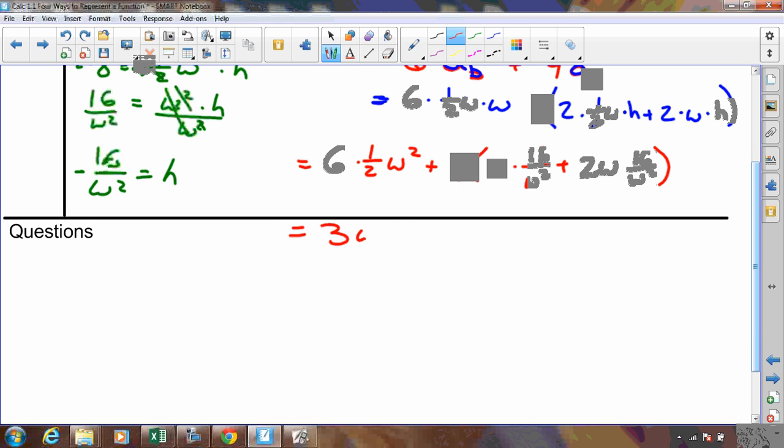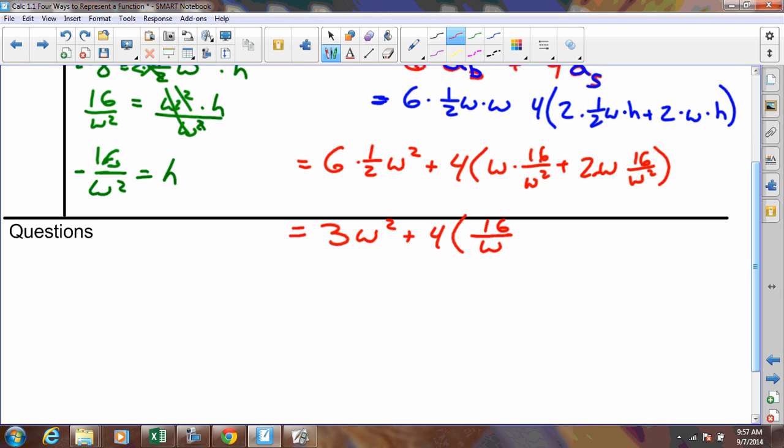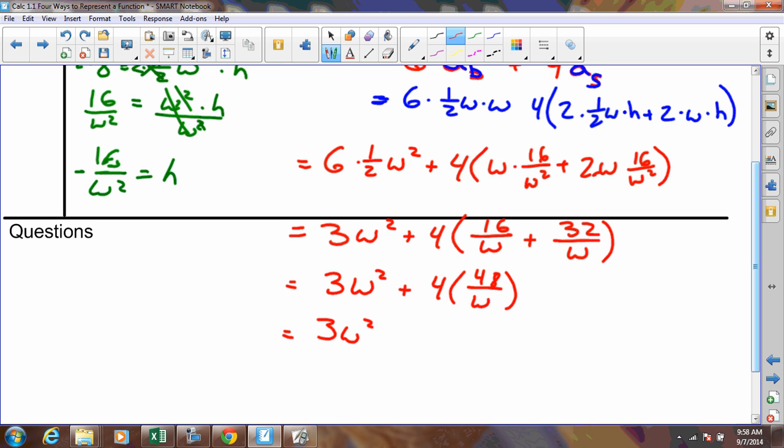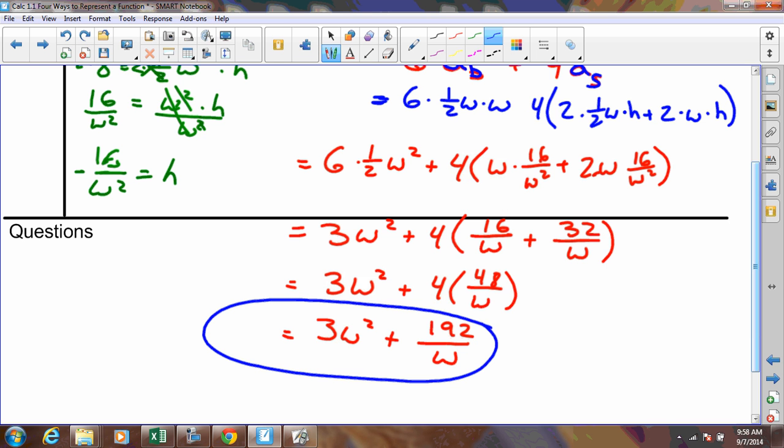Half of 6 is 3. Inside the parentheses, we'd have w times 16 over w squared would be 16 over w. Similarly, on the right, we'd have 32 over w. And when we factor that across, we'd have 3 w squared plus 4, 48 over w, which we could then use the distributive property on or just multiply. 48 times 4, 160 plus 32 is 192 over w. And we are finally done. Here's an equation for the total cost based on the width of the box.